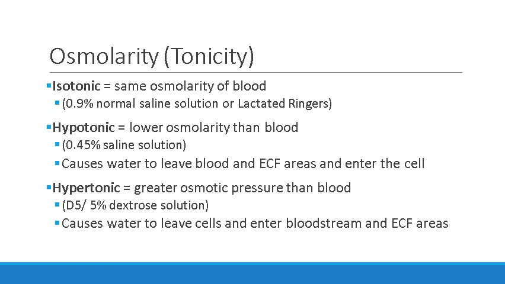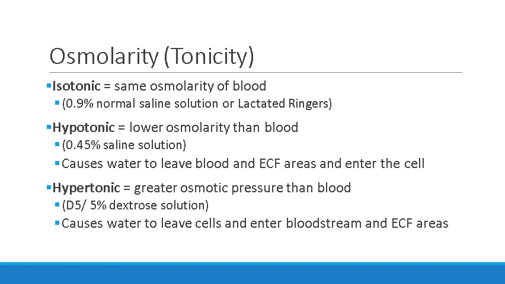Hypertonic solutions have a greater osmotic pressure than blood. So D5 or 5% dextrose solutions are an example of this. These cause water to leave cells and enter the bloodstream and extracellular fluid areas. So the water is going to come back out of the cells. Sometimes you'll see a combo type solution, so it's D5 half normal saline. So what do you have there? You have water leaving the cells, and then the half normal saline part, you have water entering the cells. So it kind of helps balance each other out.